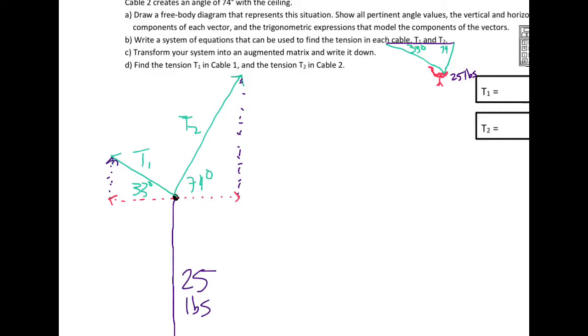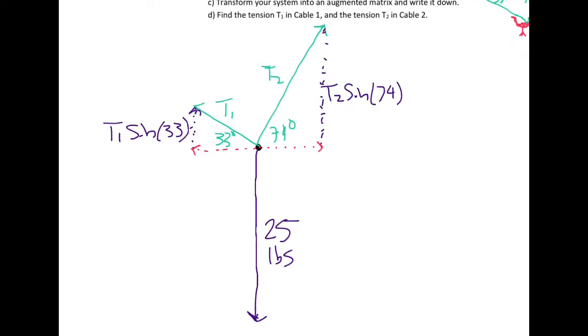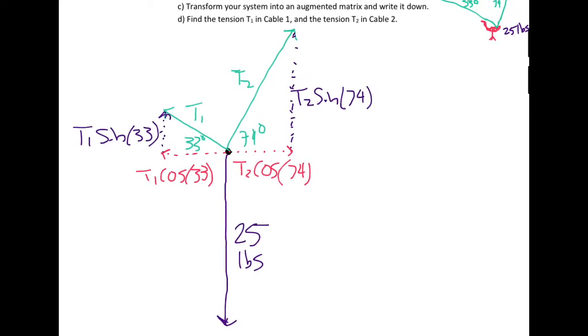The vertical components are just going to be the vectors times the sine of the angle. So here I'm going to get T2 times the sine of 74 for that vertical component. Here I'm going to get T1 times the sine of 33 for that vertical component. And then same idea here for the horizontal components, except cosine instead of sine. So I'm going to get T1 cosine of 33 and T2 cosine of 74. So now we have the free body diagram labeled as completely as we can.